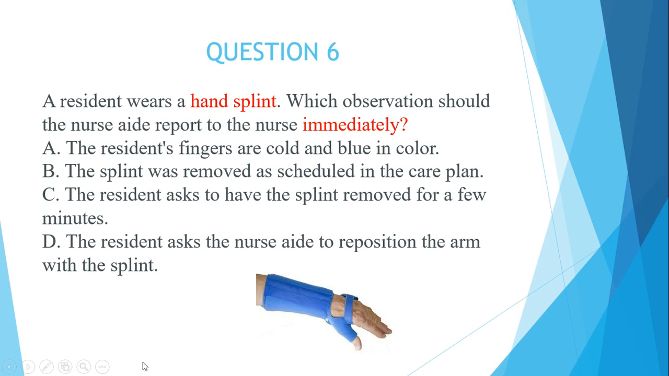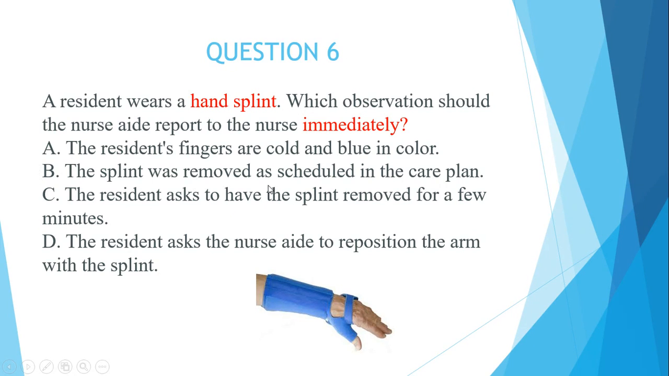I have this picture of a hand splint so that you will understand exactly what we're talking about here. When you have a hand splint, it can cut circulation depending on how tight the splint is. So A is the resident's fingers are cold and blue in color. Let's keep this option for now.